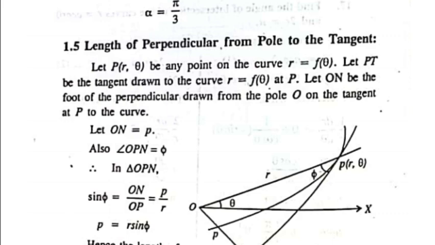Okay, so in the examination they may ask to derive the equation for length of a perpendicular from pole to the tangent for 2 marks, or otherwise they may ask only to write the formula for length of the perpendicular from pole to the tangent. Now remember that this formula is very, very important while finding the pedal equation of a given curve. So remember this formula, P is equal to R sin phi. And one more formula we have that we see now.